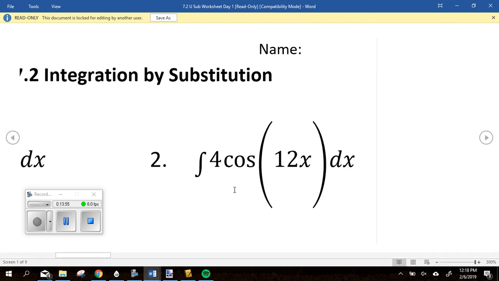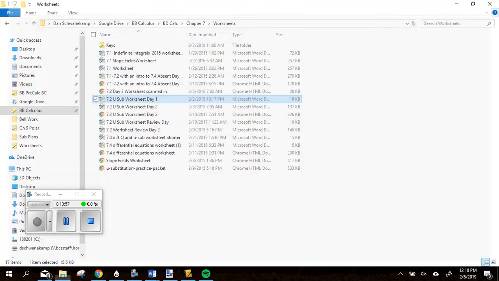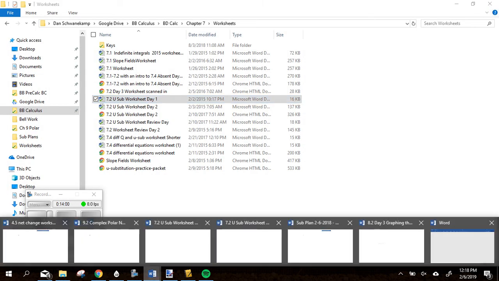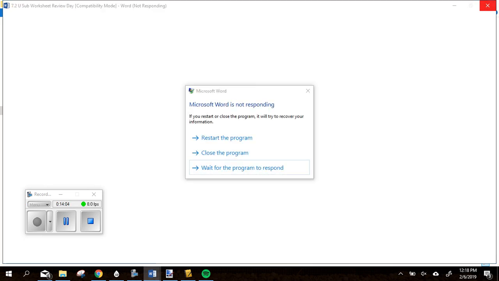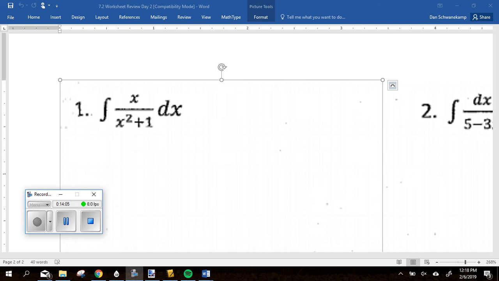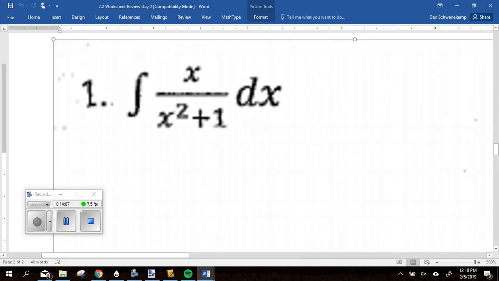Okay? This screen isn't going to like me. I'm going to go back to my other worksheet. Oh, that one's not responding. Here we go.